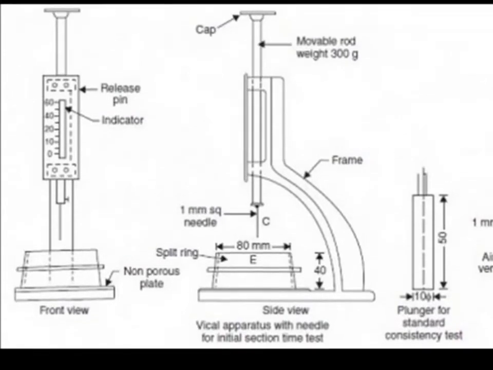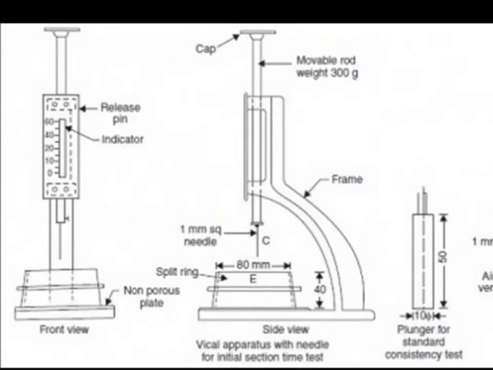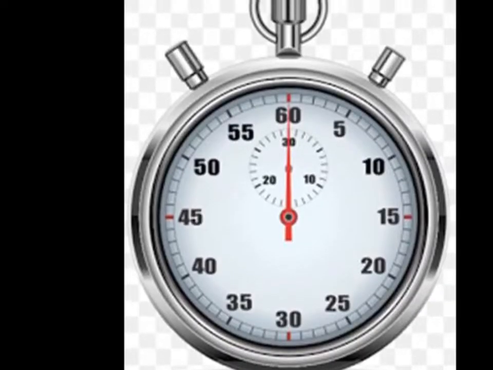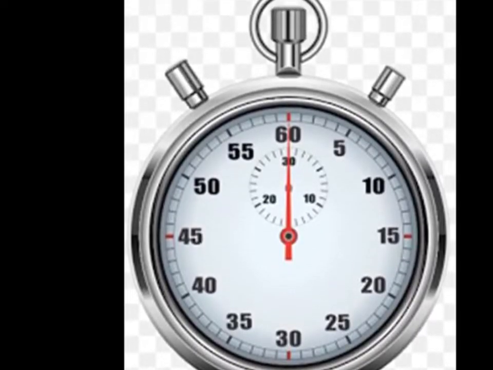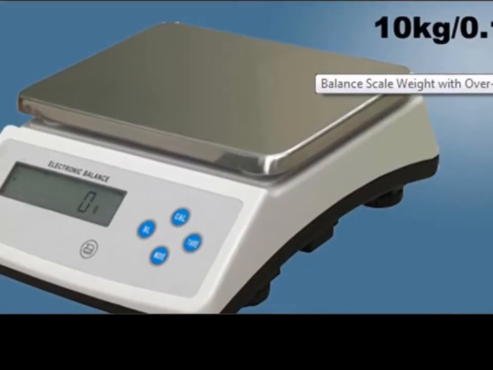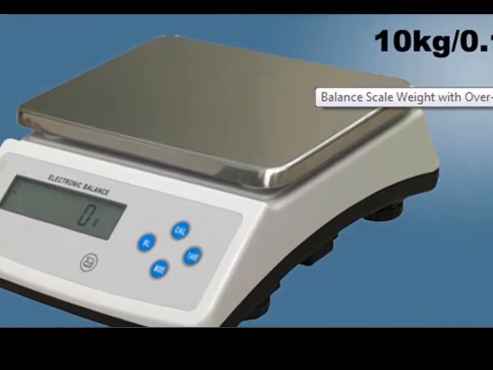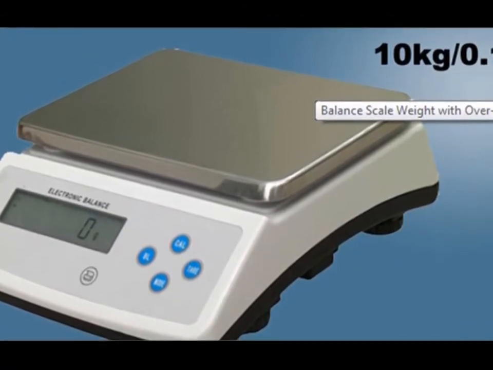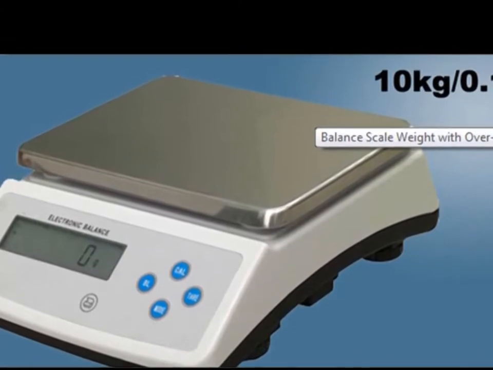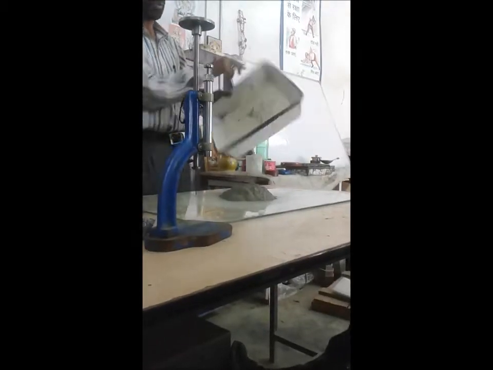The following apparatus and materials are required to conduct the test. 1. Vicat apparatus. 2. Balance. 3. Measuring cylinder. 4. Stopwatch. 5. Glass plate. 6. Enamel tray. 7. Cement. 8. Water. Procedure: how to conduct the test.